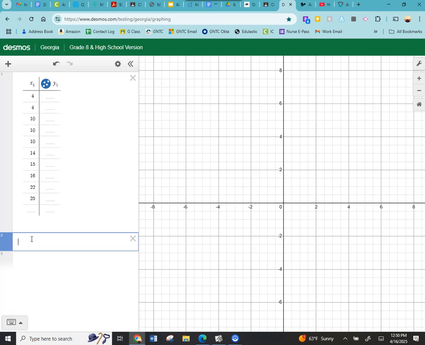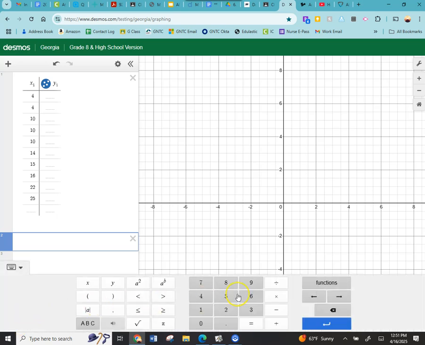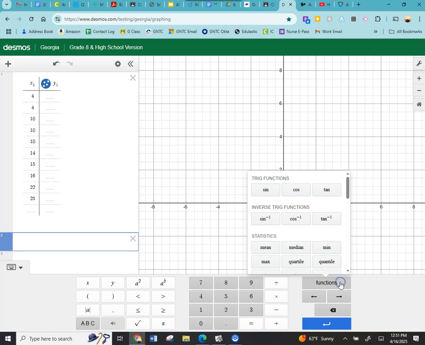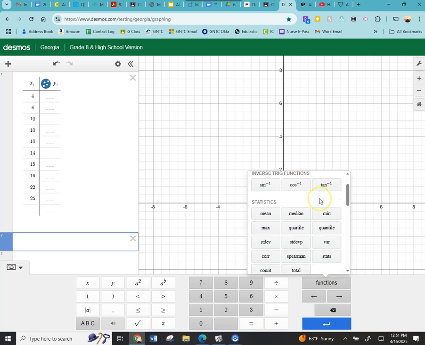We wanted the mean, median, and mode, right? Look at this. Keyboard, Functions. What do you see? I see the mean, the median. They won't do mode. You have to find the mode.